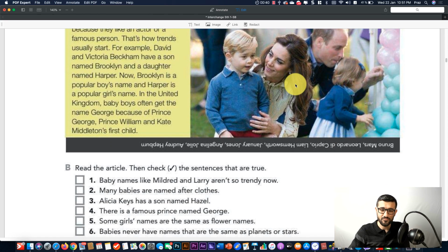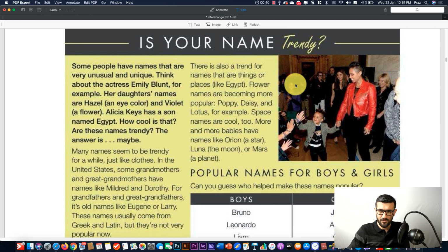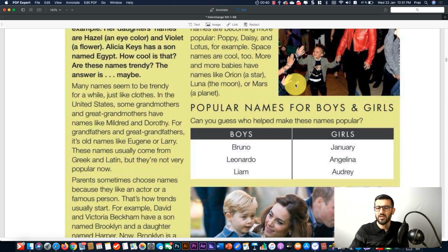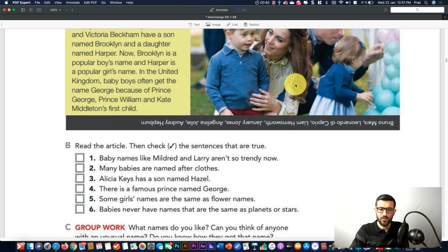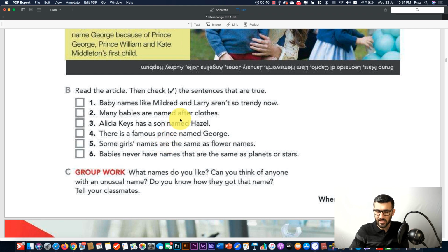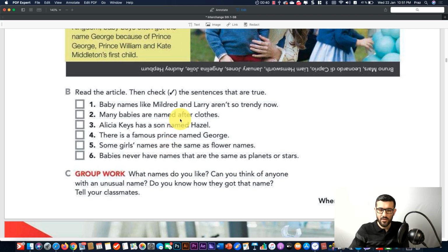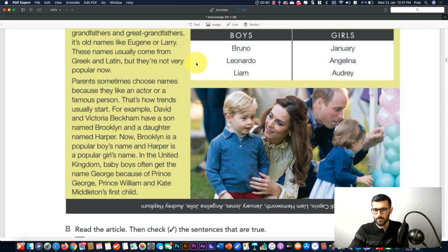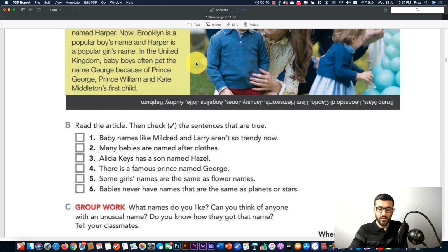Okay, so if you have already read along with me, you can now understand what this reading is about. Okay, so we already read the article. Now we're going to do a very simple exercise. We have these statements. We need to check or tick the ones that are true to this article. Okay, now baby names like Mildred and Larry are not so trendy now.